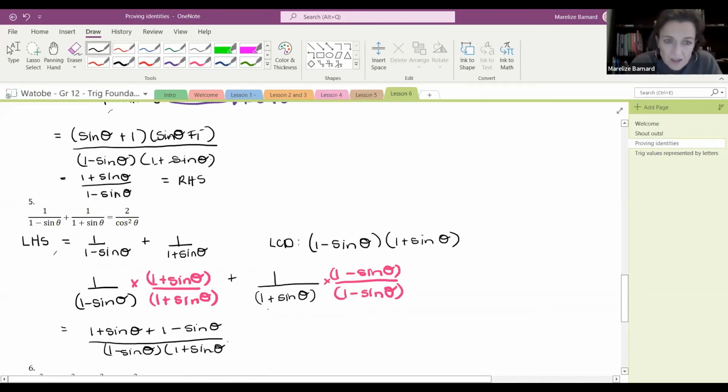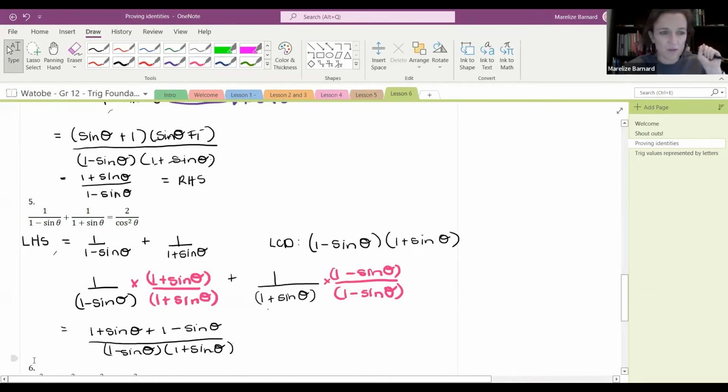Now, how are we going to get to the end? Look at where we need to go. We need 2 over cos squared theta. What can we do here? Any ideas? Put them in the chat. Ma'am, yes, who am I talking to? You're talking to Tsepo. Cool.